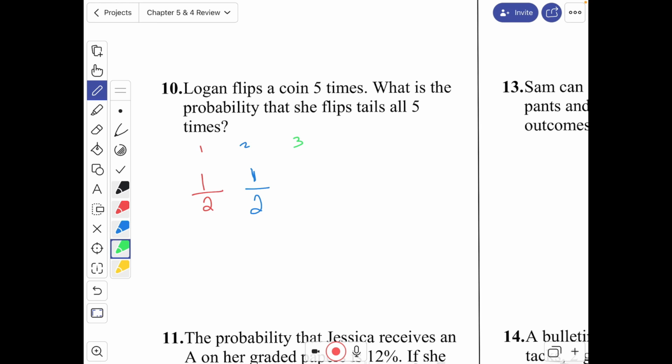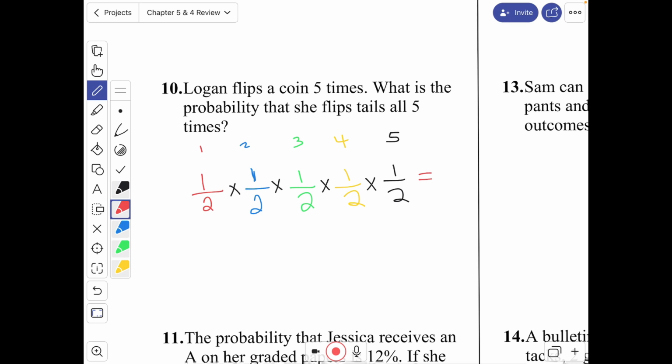Then the third time, it's still 1 out of 2. And then the fourth time is still 1 out of 2. And then the fifth time, she still has a 1 out of 2 chance of getting a tail. Then this is a combination, so we're going to multiply all of these possibilities to see what's the chance that it'll happen all 5 times.